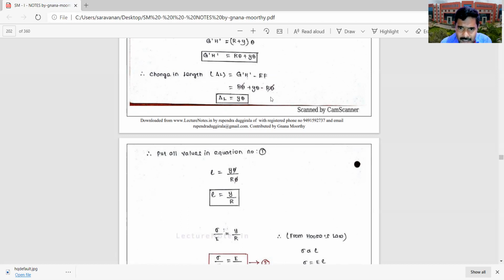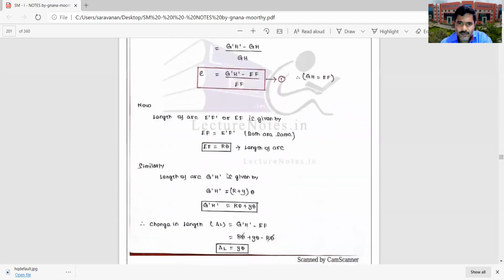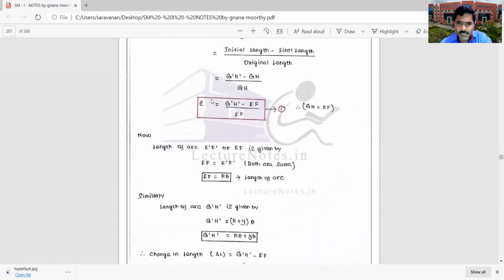So therefore plus Rθ minus Rθ get cancelled. Therefore, delta L, the change in length, will be equal to Yθ. Right? Now put this value in equation 1. So what is equation 1? Equation 1 is nothing but e is equal to G'H' minus EF, that is change in length delta L divided by EF.